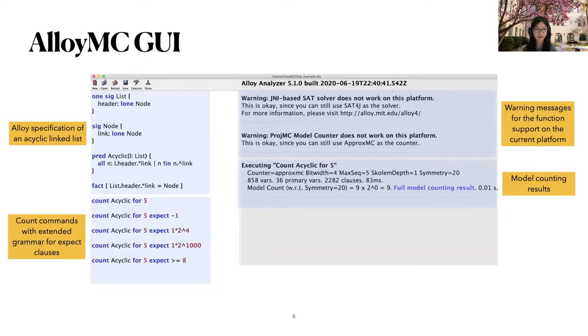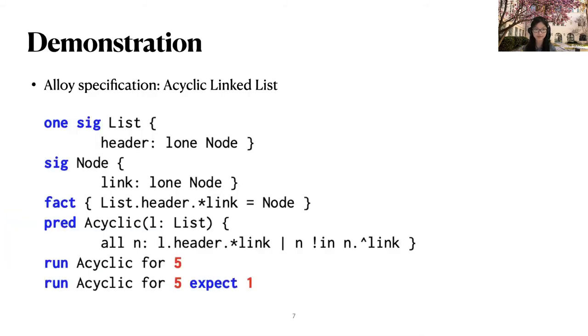Here is an example of AlloyMC GUI. In the coding area, we can list the Alloy model and count commands with expect clauses in multiple forms. In the log panel, we can see the messages and the detailed model counting results. I'd like to show the demo of AlloyMC with you.